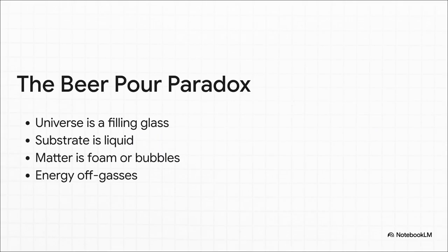To explain this, the creator uses a really fun, grounded concept, the beer-pour paradox. Okay, imagine the universe is a glass being filled with beer. The liquid itself is the unseen vacuum substrate, and the foam and bubbles sitting on top, that's solid matter. But notice, the glass never actually overflows. Why is that? Well, because the energy off-gases through what's called a reciprocal exit flow, or non-local entanglement. Energy doesn't just hit a wall and stop. It continuously flows in and out of the system. It's a really great way to visualize it.